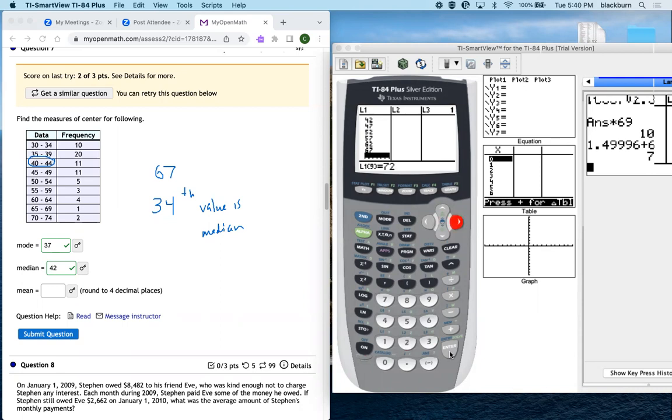Now on L2, I'm going to enter the frequencies. So I'm going to enter 10. 32 happens 10 times. 37 happens 20 times. And I enter all the frequencies.